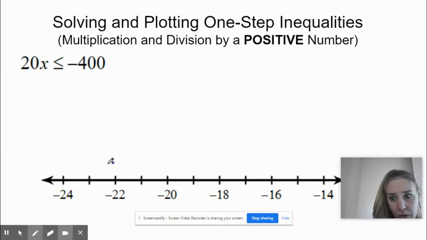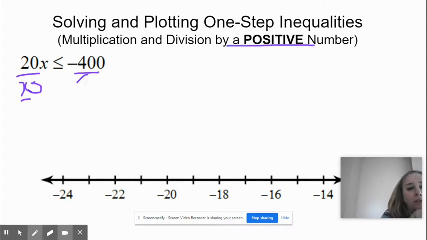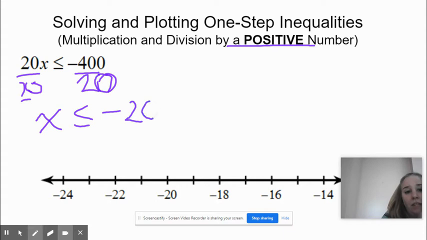All right. So for this problem, right, we would just divide by 20 on both sides. Divide by 20, a positive 20, right? Because we're dividing by a positive number. That's an ugly 20, but I'm hoping you get the idea. So we have x is less than or equal to negative 20, right? Because negative 400 divided by 20 is negative 20.